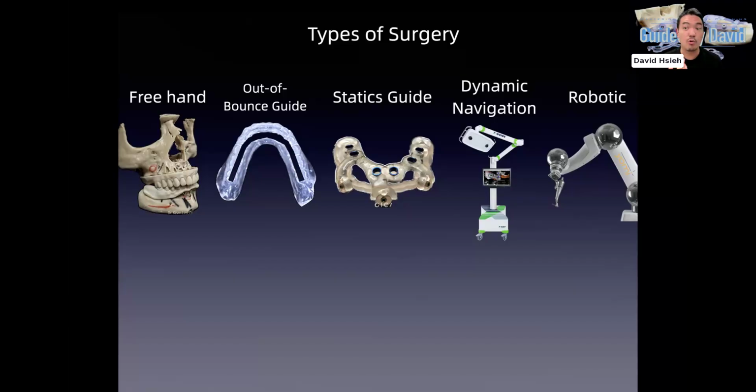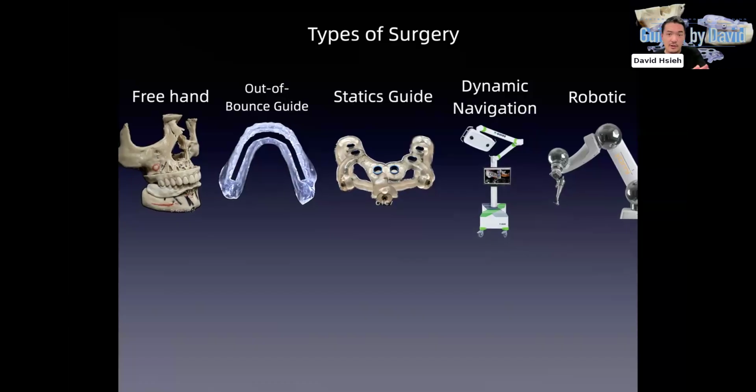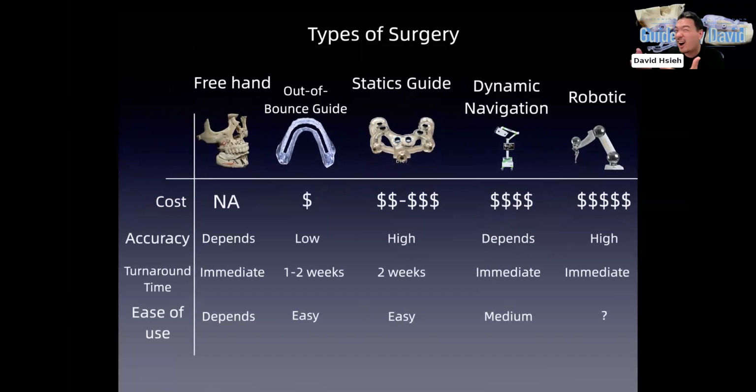So the other thing is robotic surgery, right? Robotic surgery and dynamic navigation are very similar. The difference is, robotic surgery will lock you in place at the long axis, the trajectory of the implant. You can only move up and down. You cannot deviate, you cannot move away. So it's more like a virtual surgical guide, if you would, right? So there are different ways of doing surgeries, with different costs, different turnaround times, and some of them are easy to use, some of them have a very high learning curve.